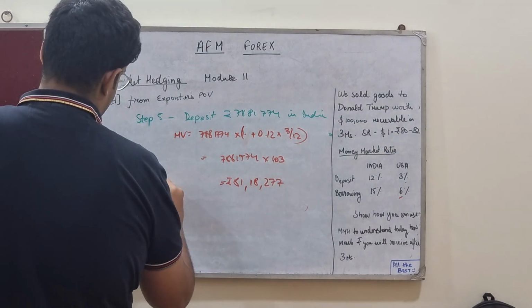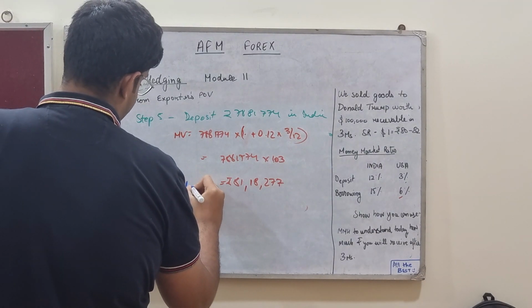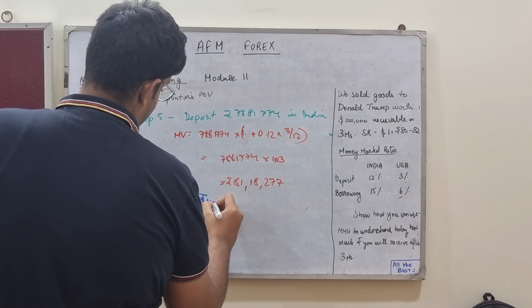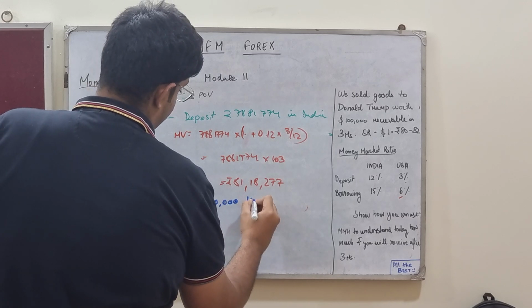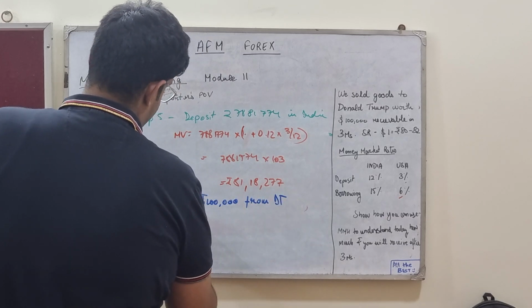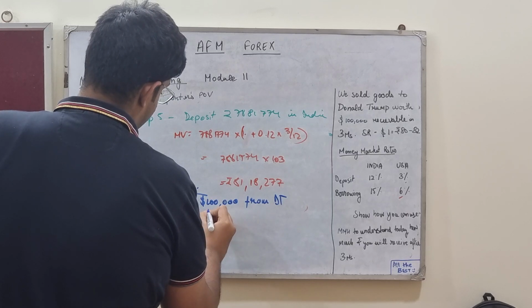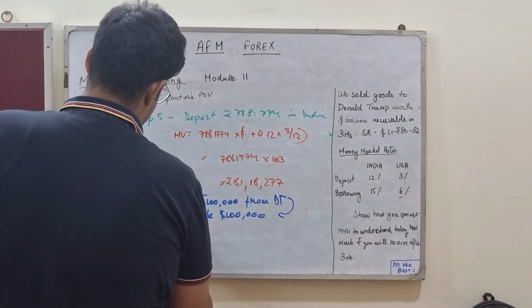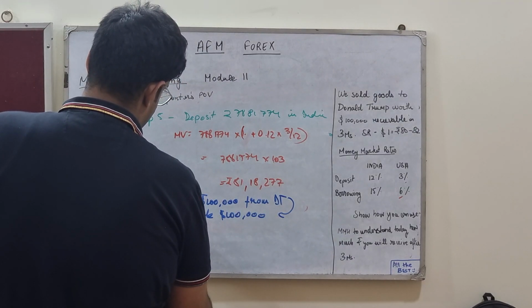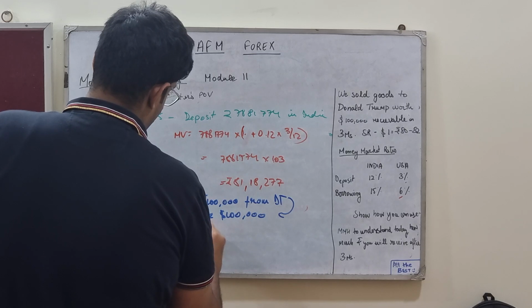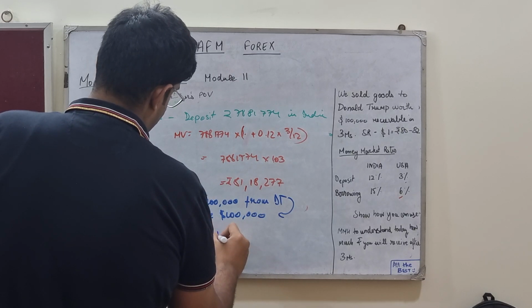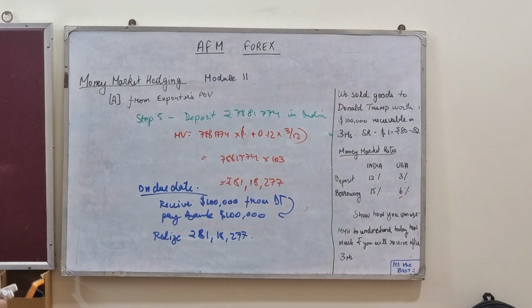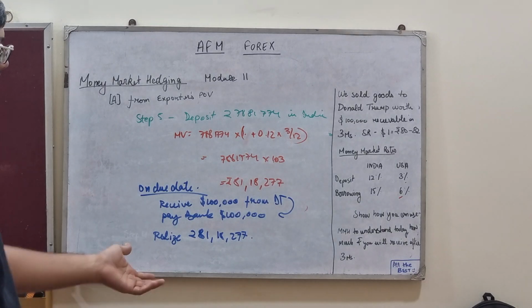So basically next would be on due date. First one would be to receive $100,000 from Donald Trump, pay the bank $100,000 which was received from Donald Trump, and then realize rupees 81 lakh 18,277 from the bank deposit. Yes, that is as simple as that.